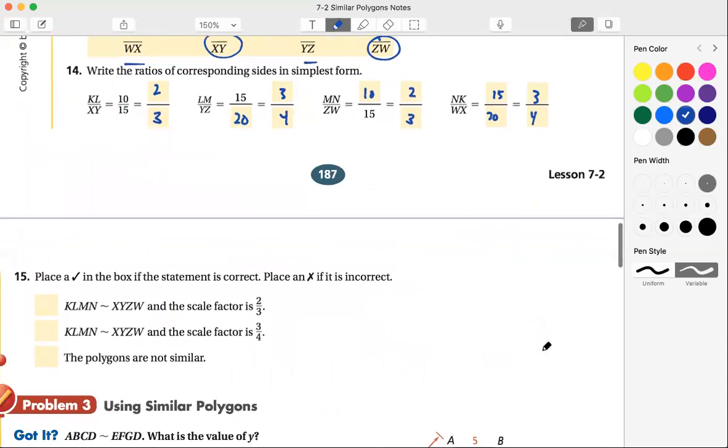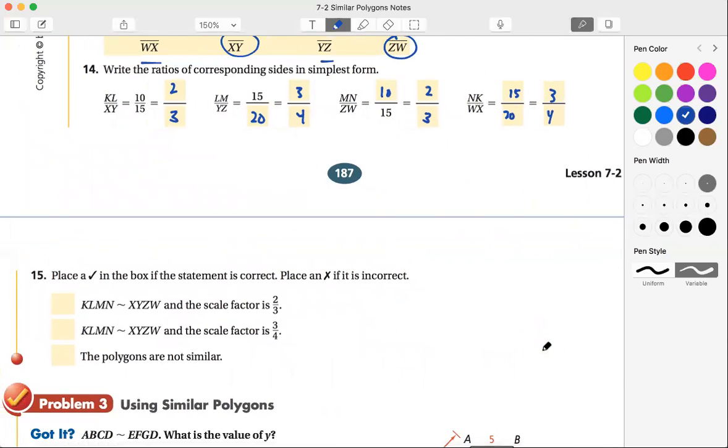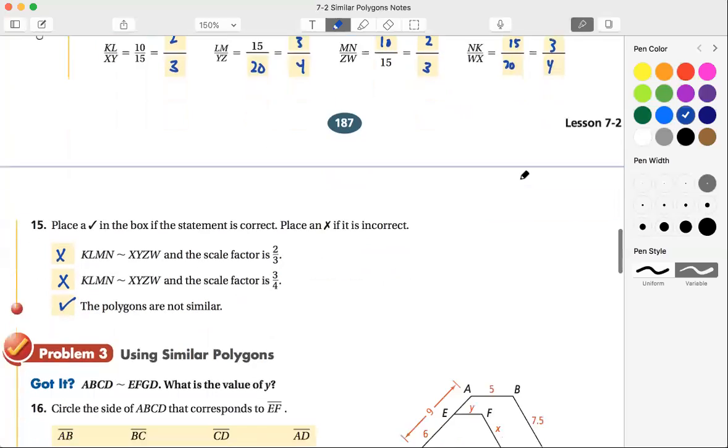All right, so place the checkbox by the correct statement. Well, they are not similar with the scale factor of 2/3. They are not similar with the factor of 3/4. They are not similar. All of these numbers have to be the same, and they are not.